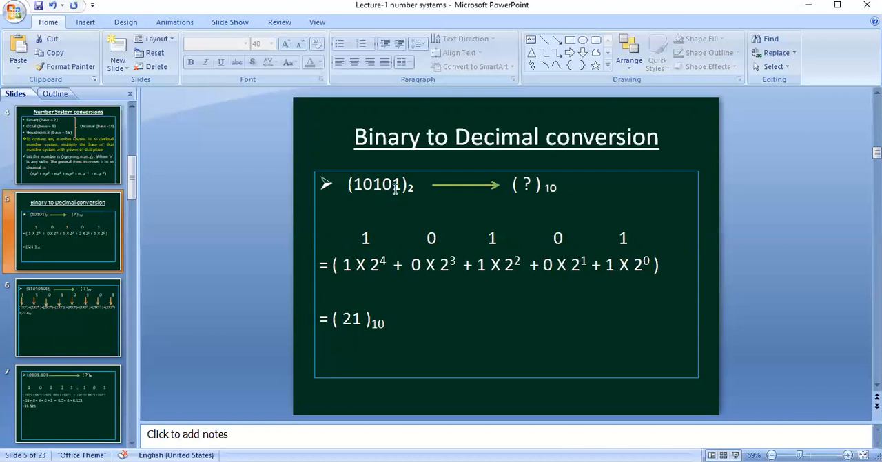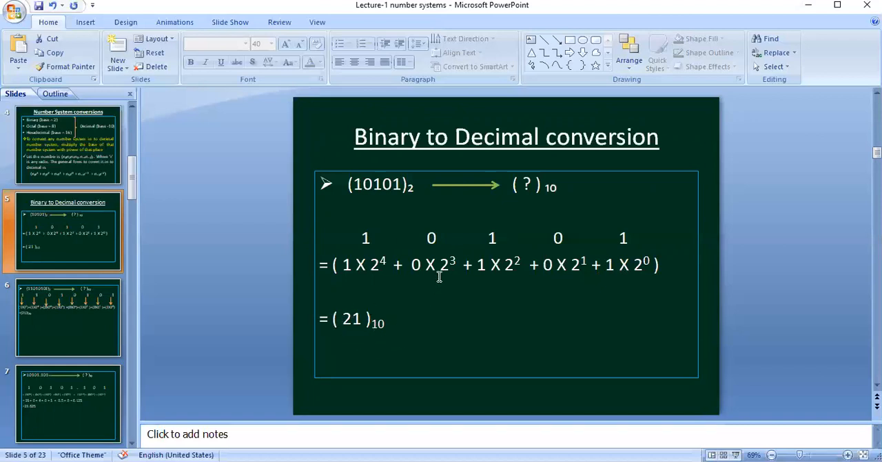Okay. So you have to multiply each bit or digit with that positional weight. So what we have to do, 1 into 2 power 0, 0 into 2 power 1, 1 into 2 power 2, 0 into 2 power 3, 1 into 2 power 4. After multiplication, you have to add all the product terms. After adding, you will get the decimal equivalent.